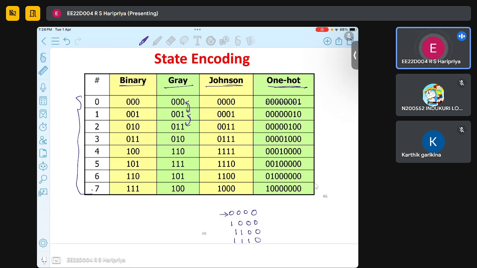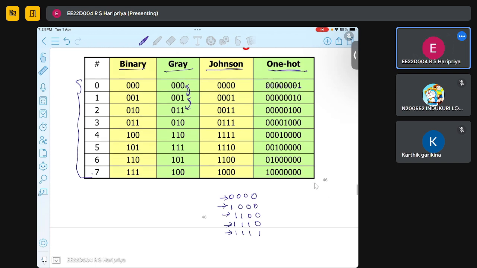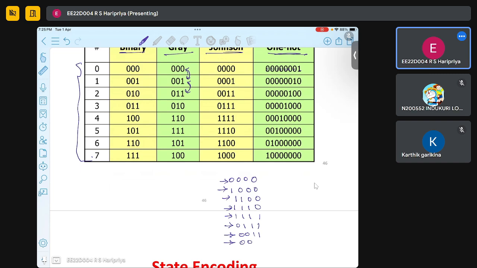So each time we are getting this. Next, this. The next counter output will be this. This will be 0, 0, 0, 1, 1, 0, 0, 0, 1. Again 0, 0, it will start. So this is the Johnson code obtained from the Johnson counter.